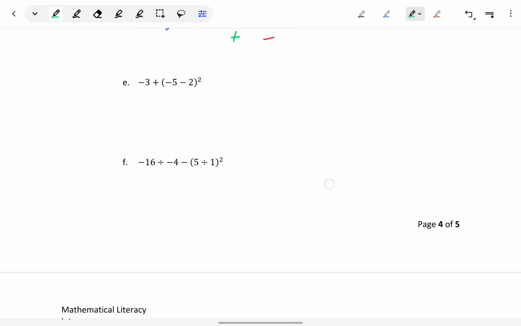Now in parts E and F, we have exponents mixed in. So a step we haven't had to take care of so far. We'll start evaluating as we go in this process. In part E, we have -3 plus the quantity -5 minus 2, that expression inside parentheses raised to the second power. Order of operations tells us that first we evaluate what's inside those parentheses, which is -5 minus 2, or -7.